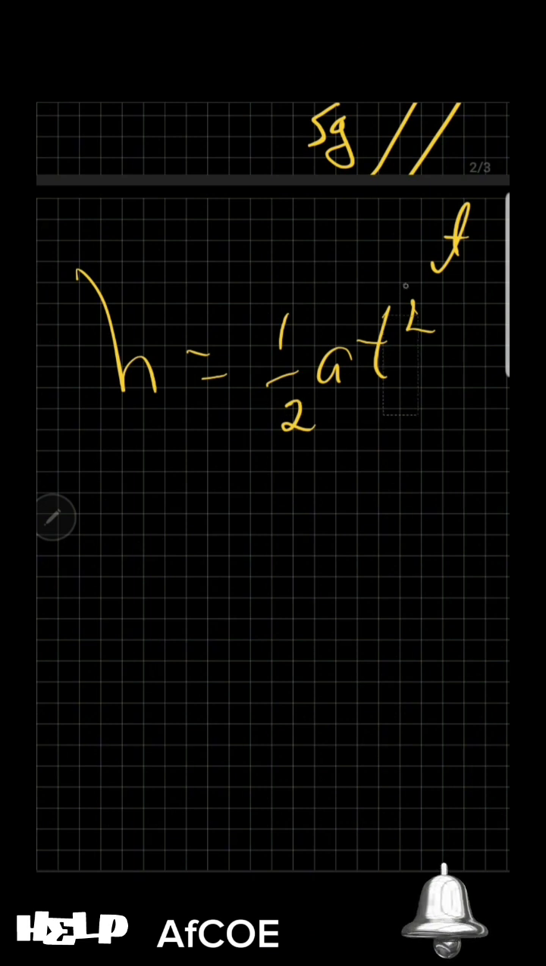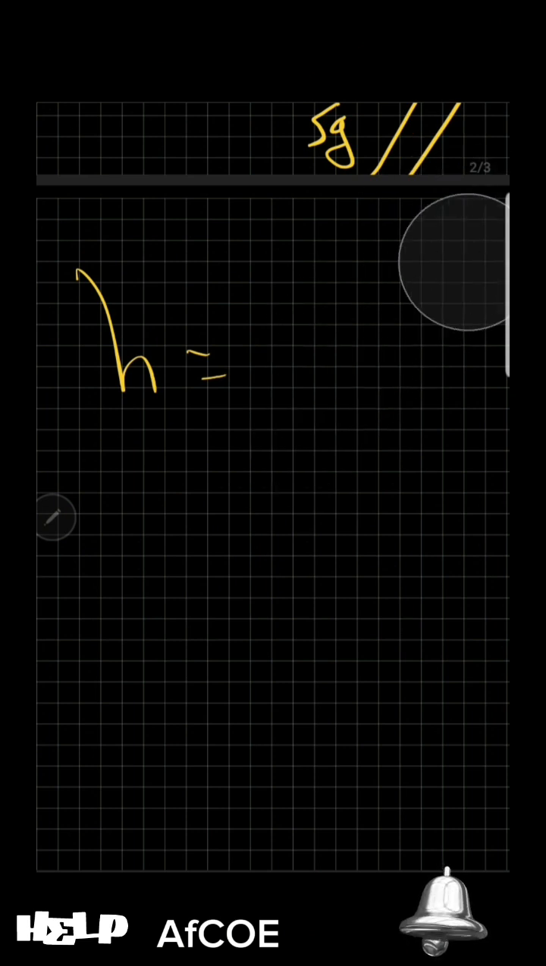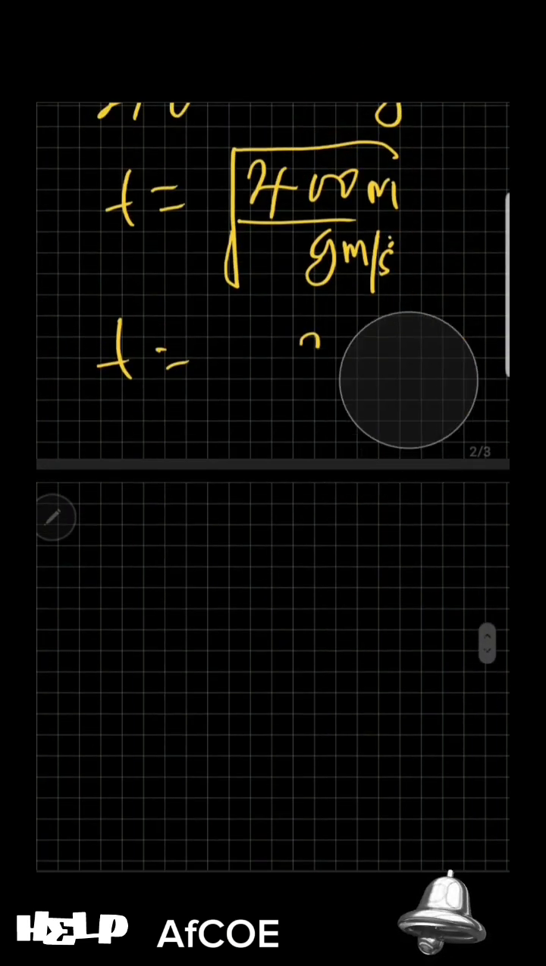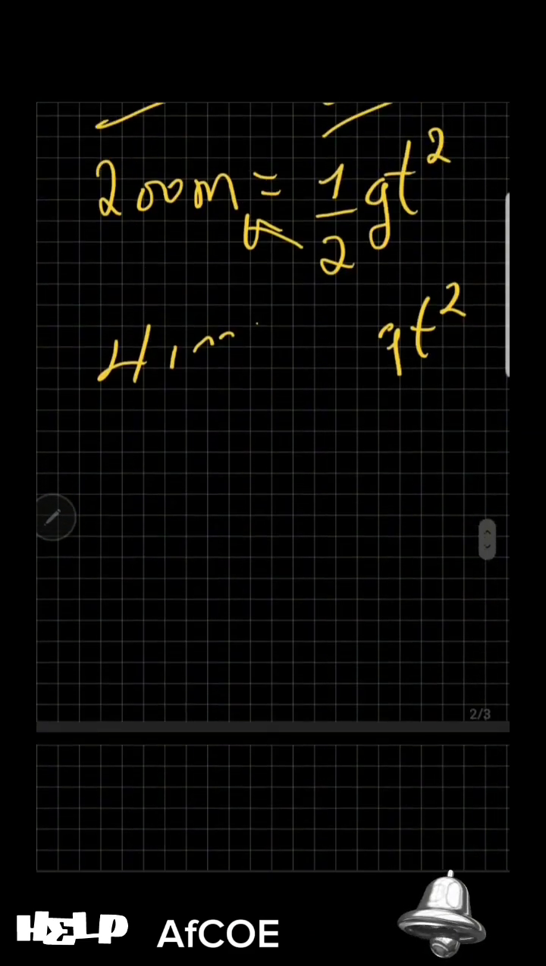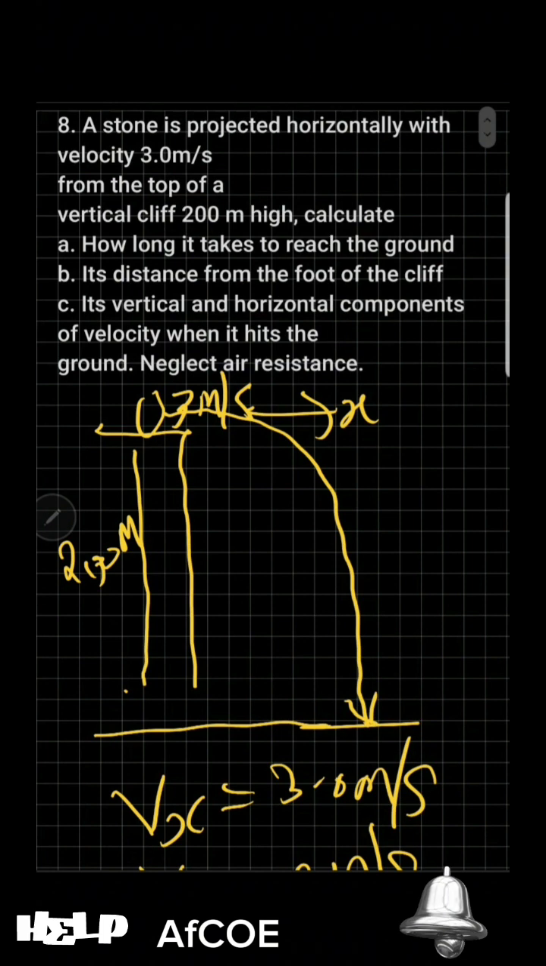That applies. It's the same thing, but it comes from the equation of that motion where the initial velocity in the y direction is 0. That is just how we do it. Then we are also asked to calculate its distance from the foot of the cliff.